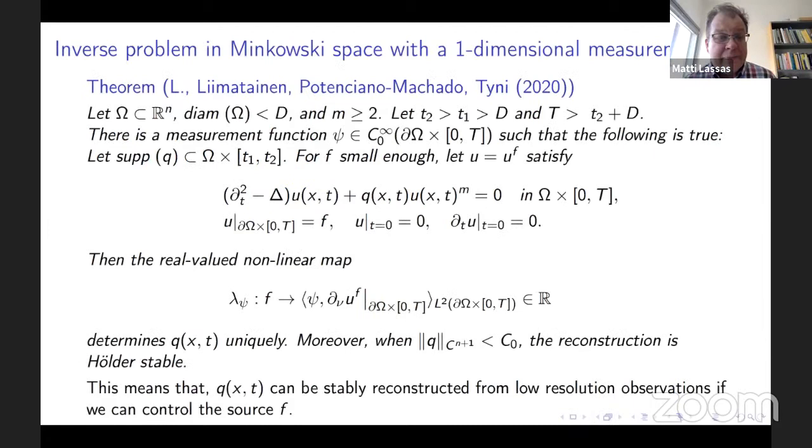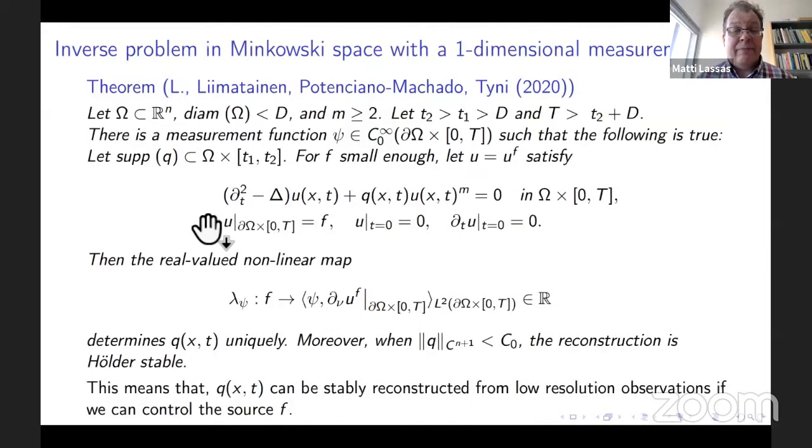So very recently, and we just have a preprint now on arXiv, with Liimatainen, Potenciano-Machado, and Tyni, we proved the following result in Minkowski space. So we consider the model where we have a Euclidean wave operator. And then we add there a simple nonlinearity, a potential Q that depends both on space and time, times the solution u to the power m. And now we consider Dirichlet boundary value. So we have a source f that produces the wave.